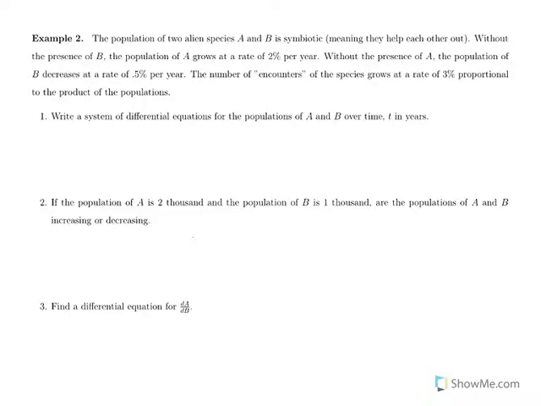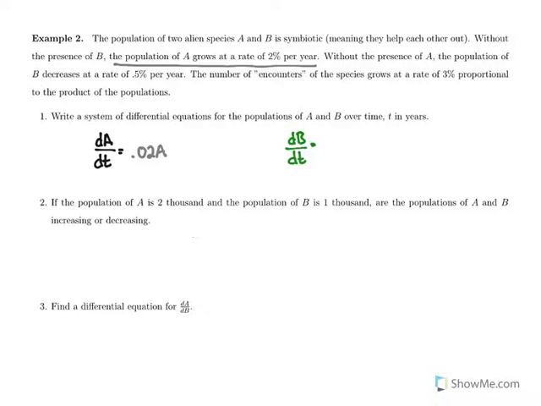So here we're going to have a system of differential equations, and that just means we're going to find dA/dt, and we're going to find dB/dt, the derivatives of both alien populations. So first, we have the population of A grows at a rate of 2% per year if there's no influence from B at all. So this is what we've done earlier in this chapter. This is going to say that we have a 0.02A term in our differential equation. 0.02 is corresponding to that 2%.